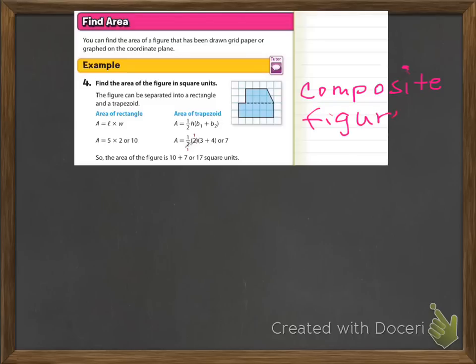So when you're working with the composite figure, you just want to make sure that you're using the formula for each one of the areas separately, and then you add them together at the end. So here they've identified the rectangle. So notice the rectangle right here. I'm just going to outline it in green.